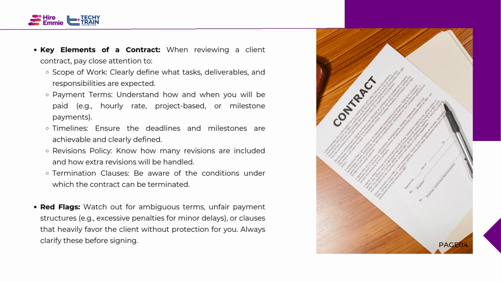The key elements you want to ensure that your contracts have are, number one, the scope of work. The scope of work will clearly define what tasks, deliverables, and responsibilities are expected. You also want to understand what the payment terms are. How and when will you be paid? That's what is contained in the payment terms. Then the timelines. Ensure the deadlines and milestones are clearly defined. What are the timelines, especially if you're going to be paid in bits? What are the timelines and when are they due?